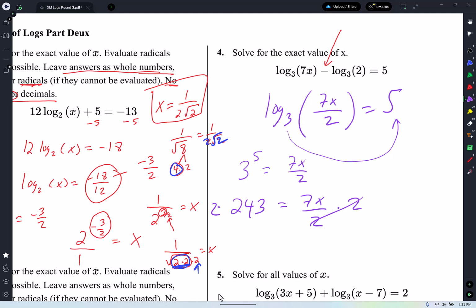So 7x equals 486. And then last move, divide by 7. X equals 486 over 7, and that does not reduce. Leave it alone.